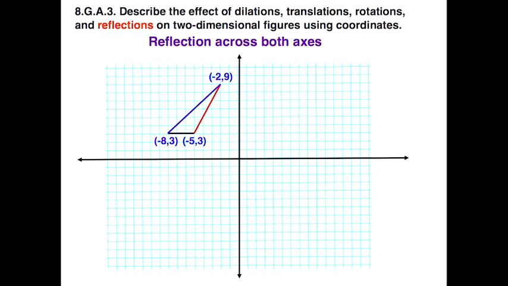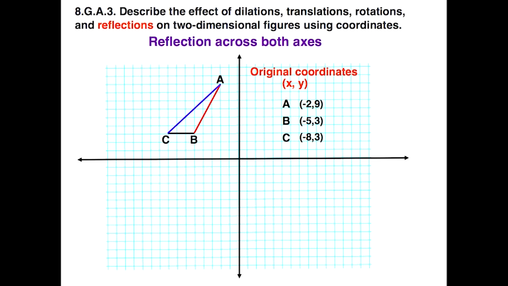Let's say we start off over here in the second quadrant, and we reflect across both axes. So here's our new triangle, our new location. Let's see what happened. Here's our original coordinates. Here's our new coordinates, and we're labeling these like we mentioned a while ago. Triangle ABC becomes triangle A prime, B prime, C prime.